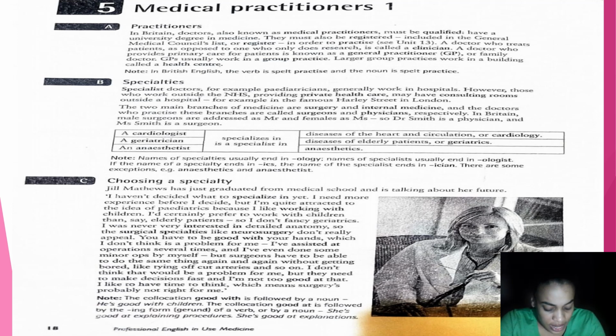The collocation good with is followed by a noun. He is good with children. The collocation good at is followed by the -ing form of a verb or by a noun. She is good at explaining procedures. She is good at explanations.